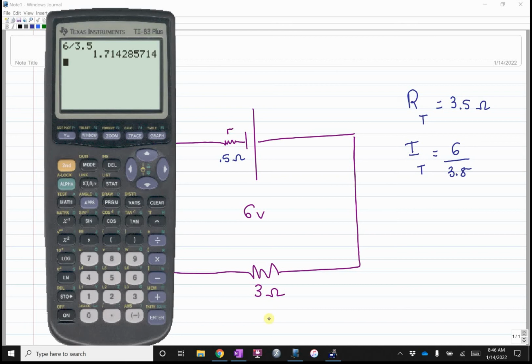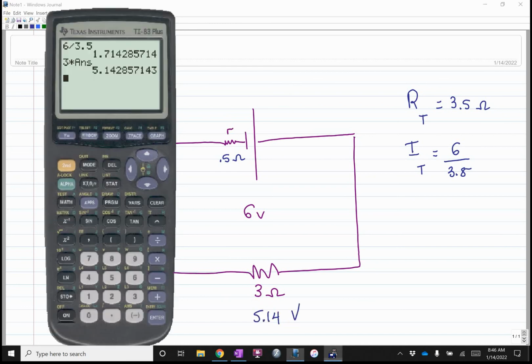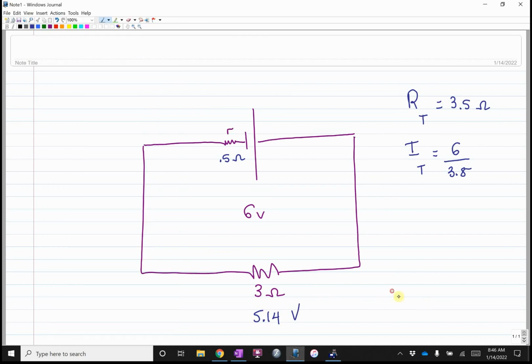Now, here's what else that means. I'm no longer getting 6 volts here. I'm getting 3 times 1.7. I'm getting 5.14 volts here. Did I round off properly? Sure. How many volts high is this chairlift? How many volts am I using in this resistor? Where did the other 0.86 volts go? We're actually losing 0.86 volts going through there. Okay?